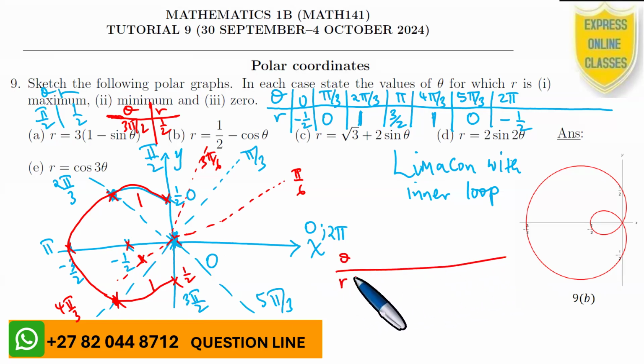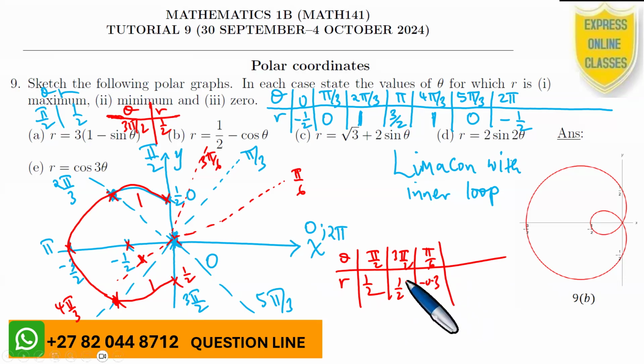So you're going to have theta and r. We included pi over 2, we included 3 pi over 2, and it was 1/2, 1/2. We included pi over 6, which is minus 0.3. And also, because pi over 6, 2 pi over 6, 3 pi over 6, yeah, 3 pi over 6 is going to be the same as pi over 2 radians. So this one is going to coincide exactly with the main thing.